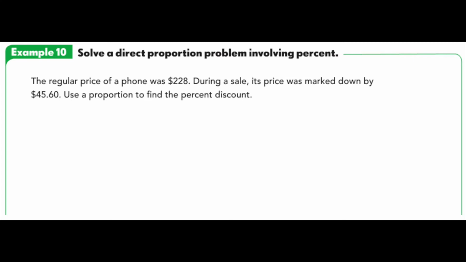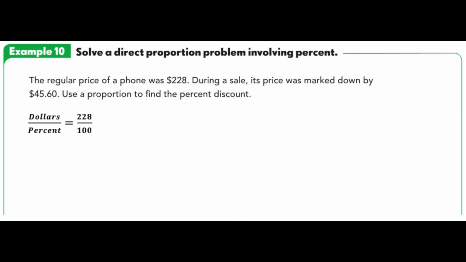Our first line gives us a percent and a value. It's telling us that $228 is the total cost of the phone. A percent that represents the total cost of the phone would be 100%. So we are going to set up a ratio of cost over percent. In this case, I wrote it as dollars over percent, which is 228 over 100.